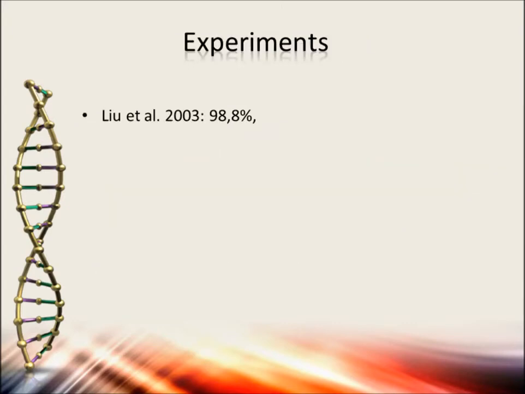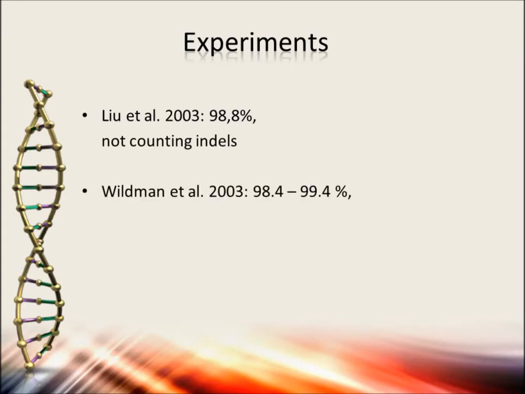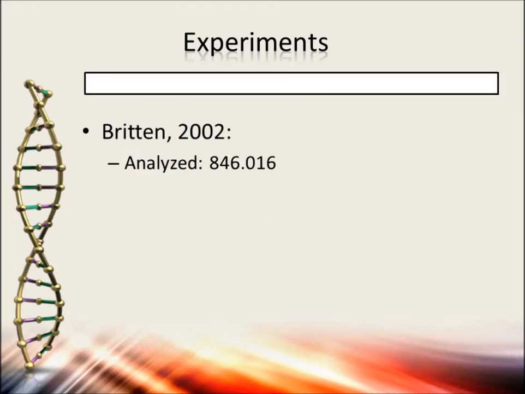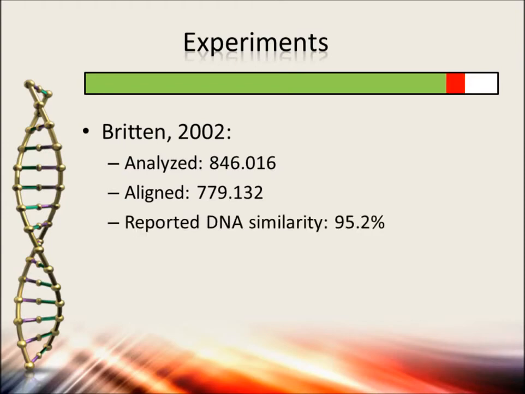Here's a list of scientists who have reported very high percentages of similarity. The first did not include indels, the others only analyzed a very small section of the genome. Britain in 2002 analyzed 846,000 base pairs, managed to align almost 780,000 of them, and reported a DNA similarity of 95.2%. But this means 8% unalignable data had been removed first.